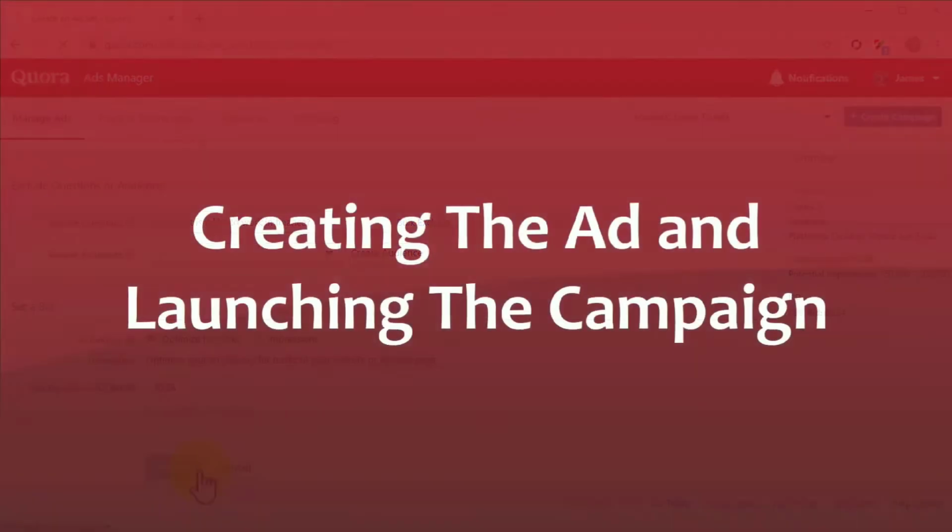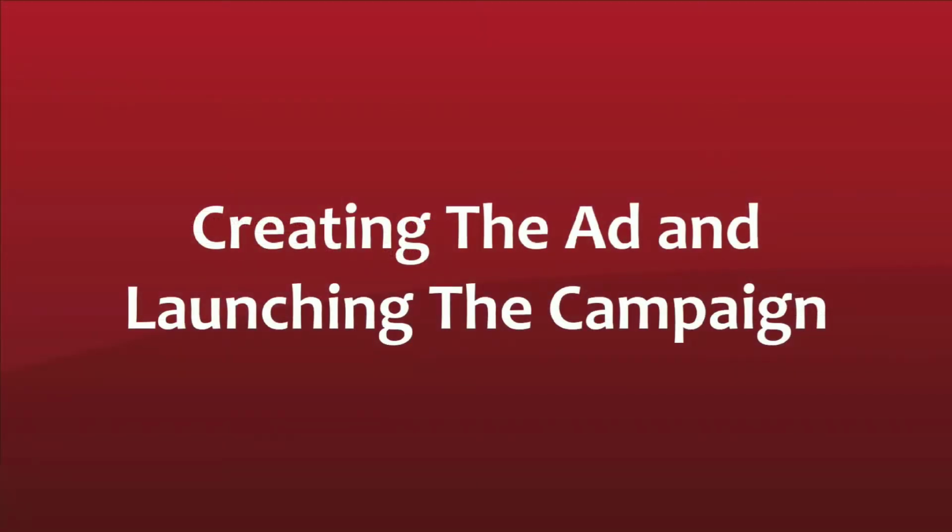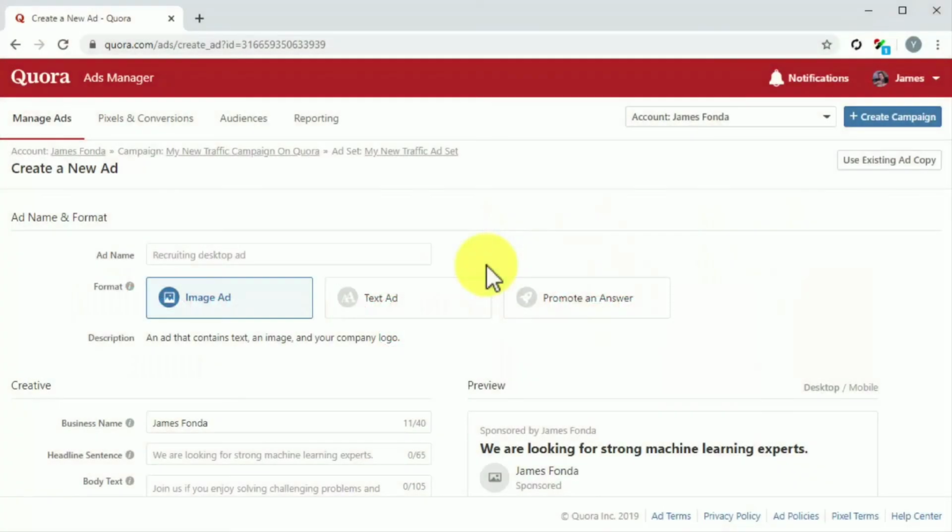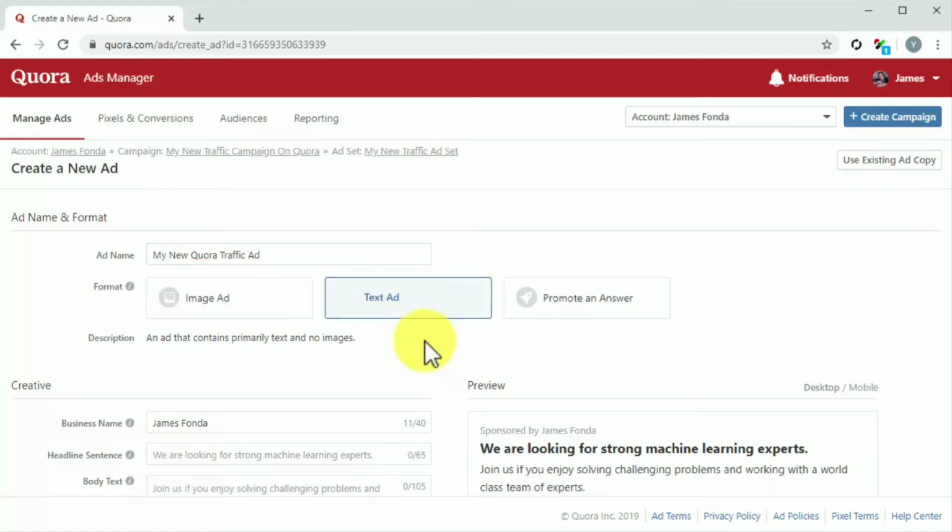Creating the ad and launching the campaign. Now it is time to create the ad. Start by entering the name of your new ad into the ad name field. Next, you have to select your ad format. For this example, we are going to select Text Ad.